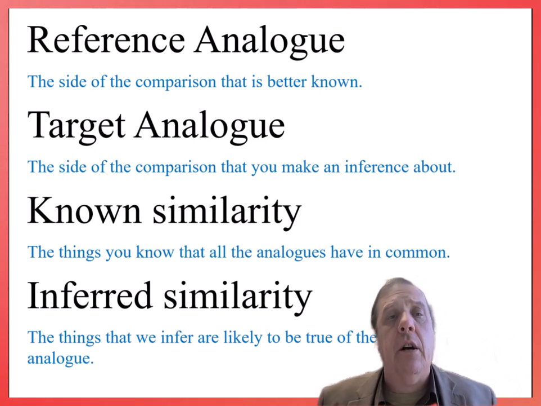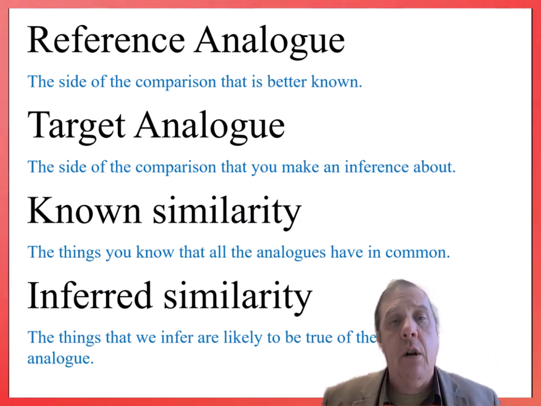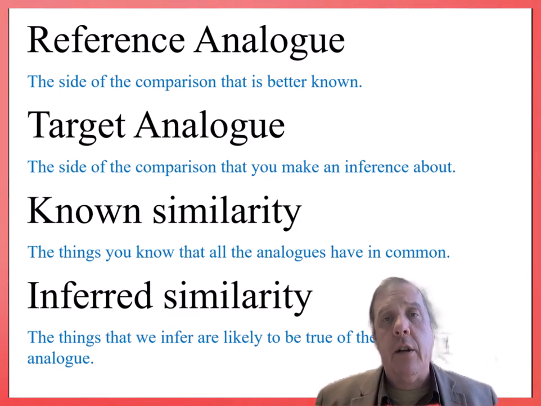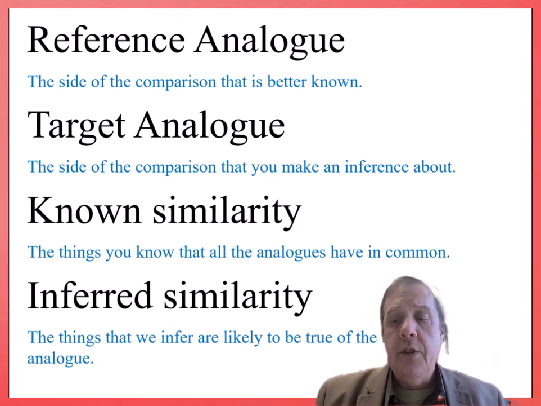So the parts of the argument by analogy are the reference analog, which is the side of the comparison that's better known; the target analog, which is the side of the comparison you're making an inference about; the known similarity, which is in one of the premises; and the inferred similarity, which is asserted in the conclusion and also in the other premise.